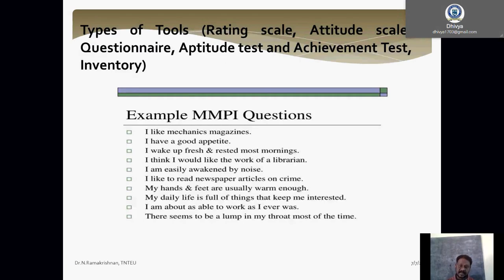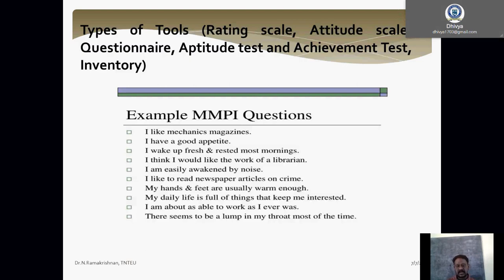I like mechanics magazines. I have a good appetite. I wake up fresh and rested most mornings. I think I would like the work of a librarian. I am easily awakened by noise. I like to read newspaper articles on crime. My hands and feet are usually warm enough. My daily life is full of things that keep me interested. I am about as able to work as I ever was. There seems to be a lump in my throat most of the time.